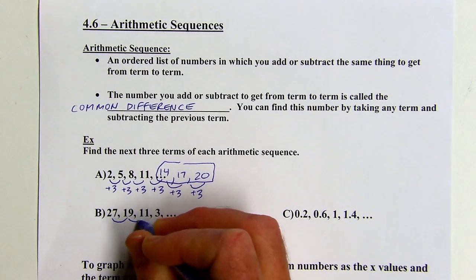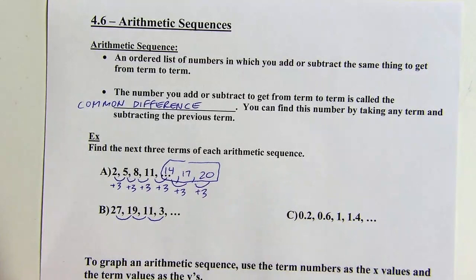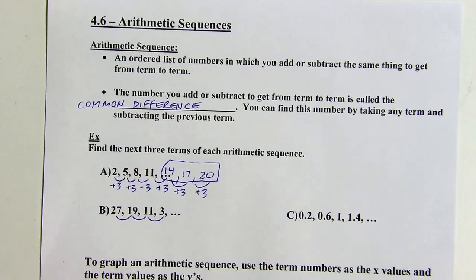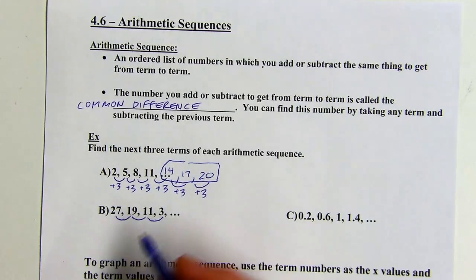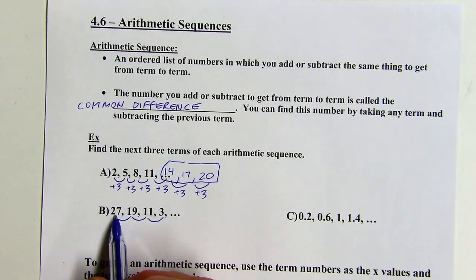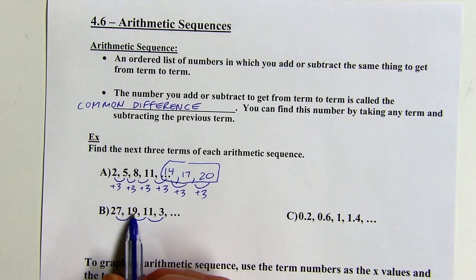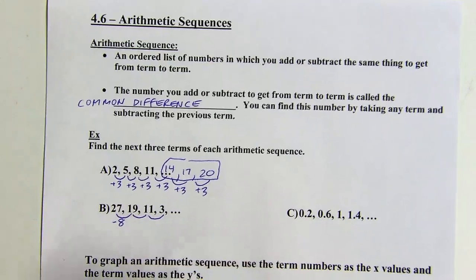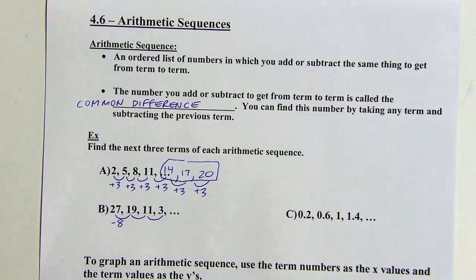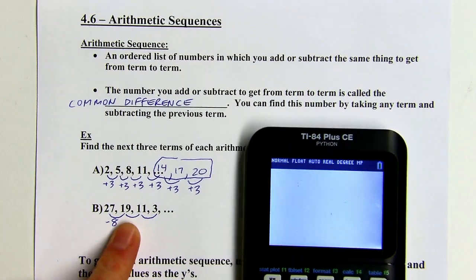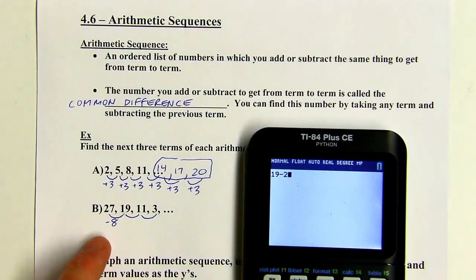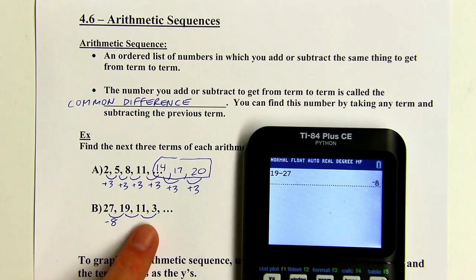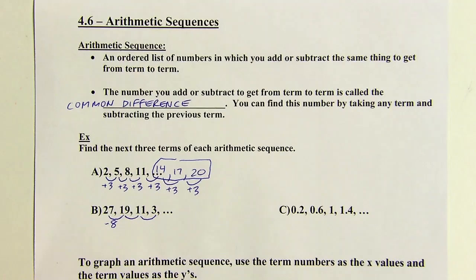On the next example here, we're actually subtracting, right? And subtracting, you can think of it as adding a negative. So you can think of, well, what do you have to add? Here you'd have to add something negative. I kind of just think of it as subtraction. So I'm thinking, okay, 27 minus what would give me 19? That would be negative 8. And just to show you, you could take any term, like the 19, and subtract the previous term, and that would give you your common difference as well. It'll work with all of those. Take any term and subtract the previous term, okay?